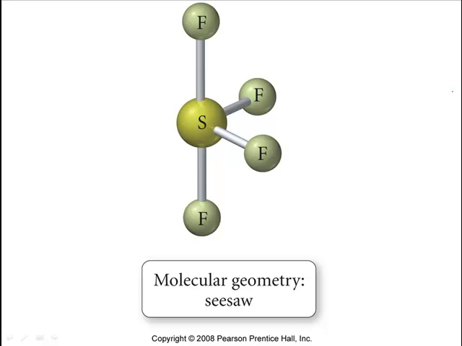This molecular geometry is called a seesaw because if you tilt it on its side, the F's on the side here are the base, and here's where you're sitting, and here's where the big person's sitting that's throwing you up in the air.